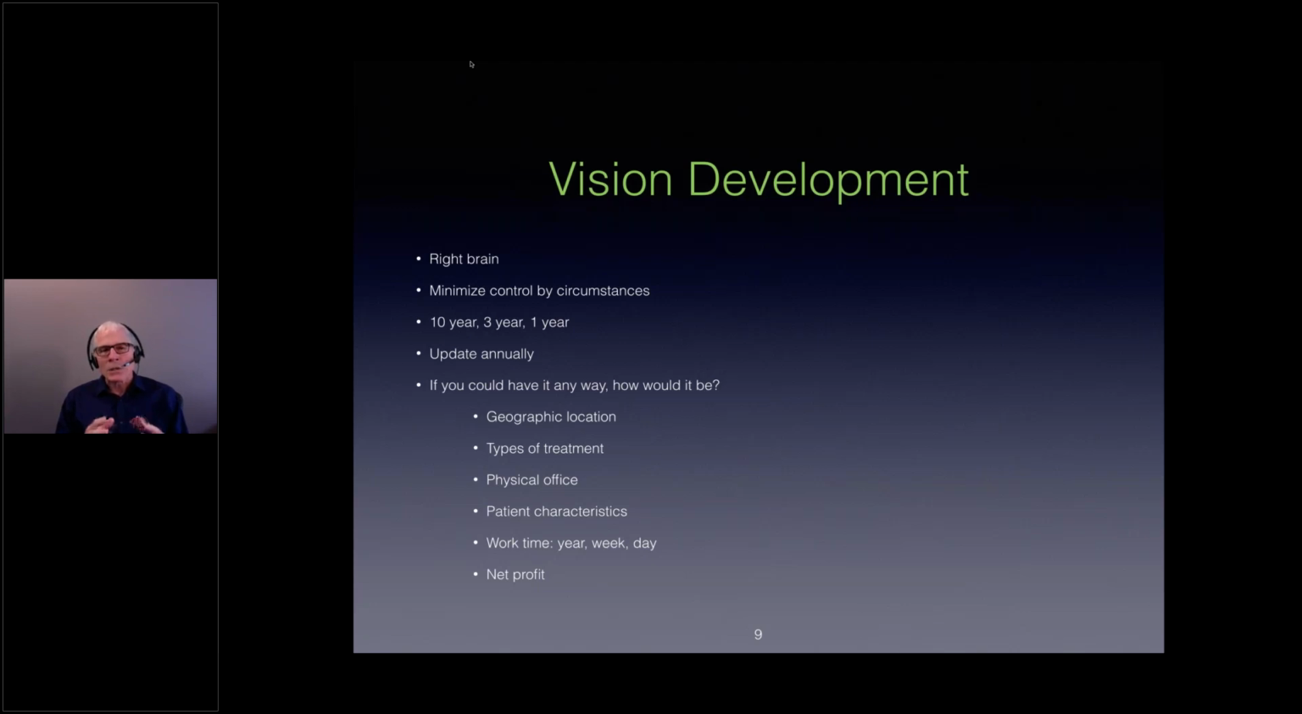And if you can ask yourself that question, and then very specifically in a vision statement, state, where would you like to practice? What are the different treatment modalities, types of treatment that you would like to render for patients? What would your physical office look like? Would it be a very large office with many treatment rooms and built like the Taj Mahal? Or would it be something simpler? Maybe something that is in a retail area that is more basic? What would be the characteristics of the patients that you'd like to treat?